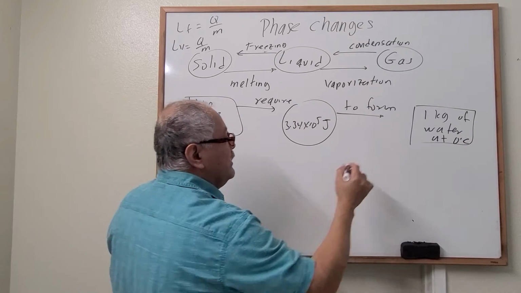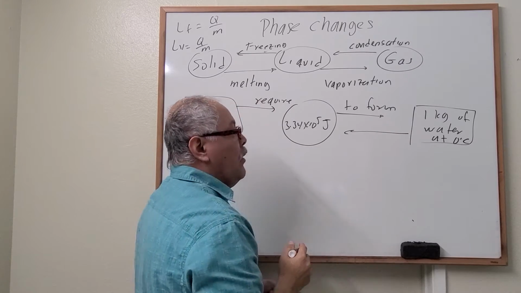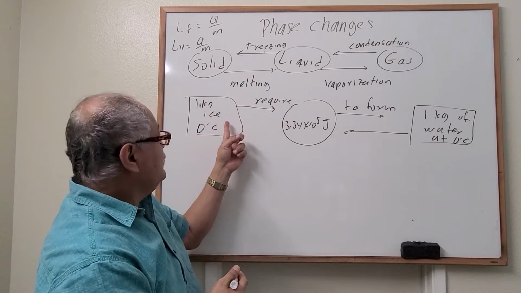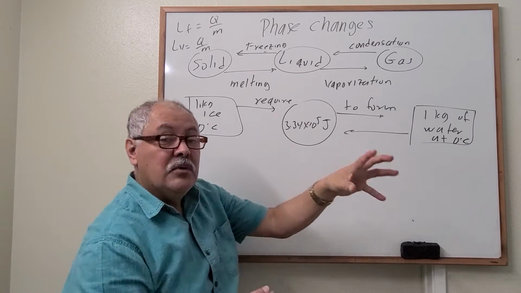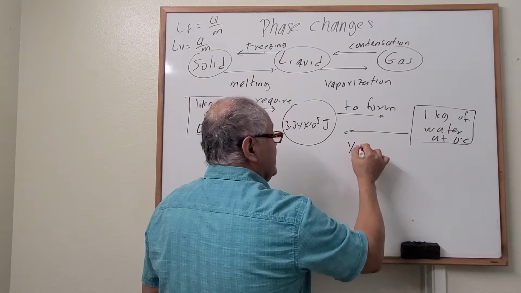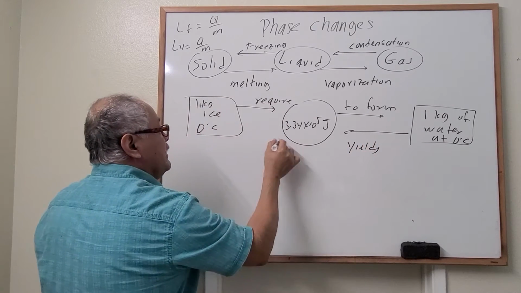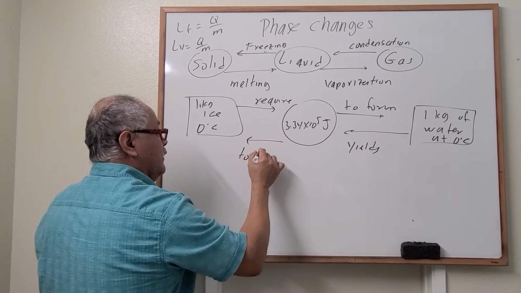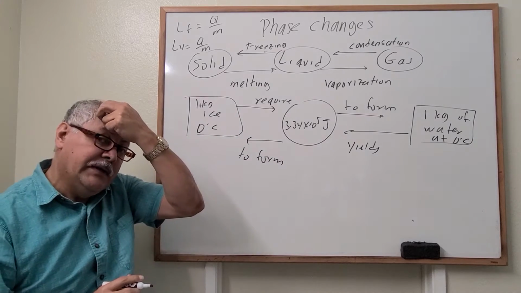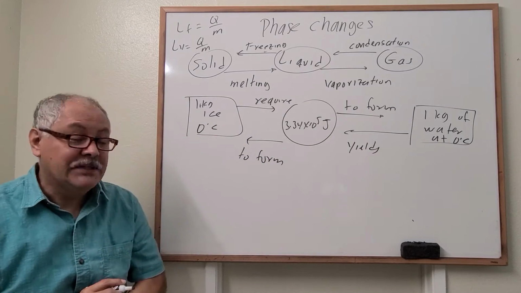And we can go backward. In this case, we have water at 0 Celsius, and we want to create ice, so we need to remove the same amount of heat. So this yields, correct, the same amount of ice at the same temperature, 0 Celsius.